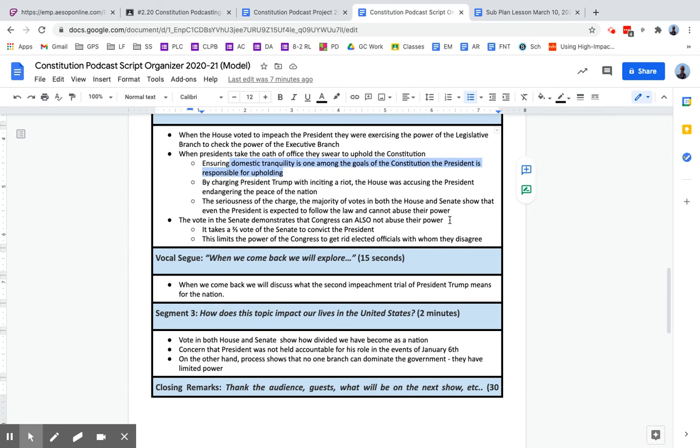And then I talked about how the seriousness of the charge was an example of the House trying to limit the president from abusing power and becoming a tyrant. And then finally, how even though the Senate voted to acquit the president, this is also an example of limited abuse of power because it prevents Congress from just tossing anyone out of office. They actually have to get a significant amount of people to agree.